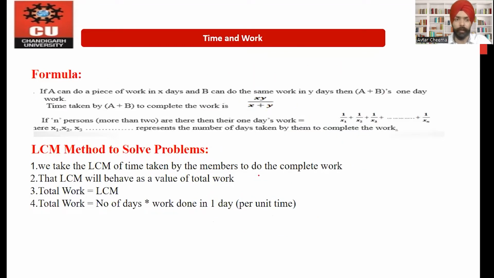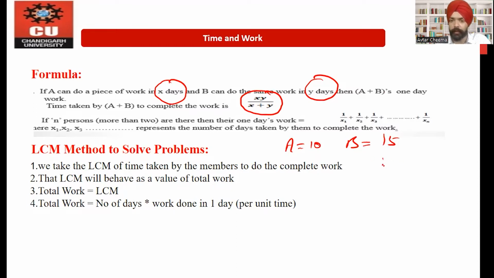Now, some formulas. First is: A can do a piece of work in X days. B can do the same work in Y days. In how many days can both working together complete the work? If both are working together, then the answer will be XY divided by X plus Y. So we can take one example. For example, A can complete the work in 10 days. B can complete the work in 15 days. In how many days can both complete the work?